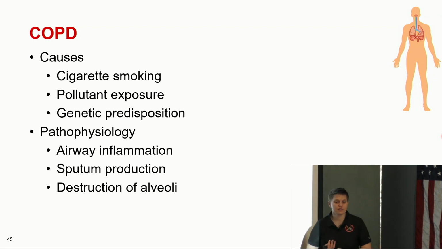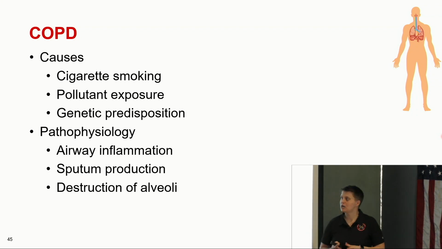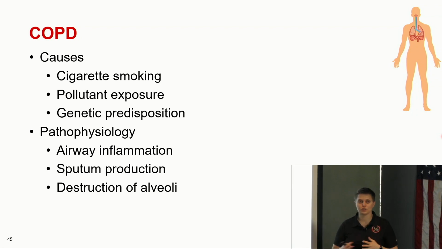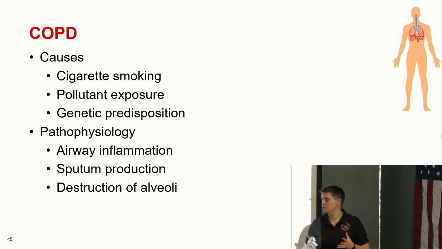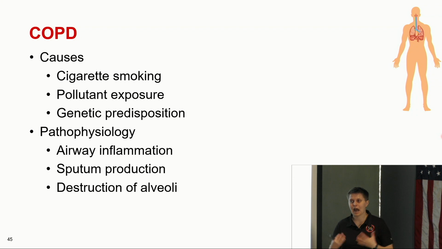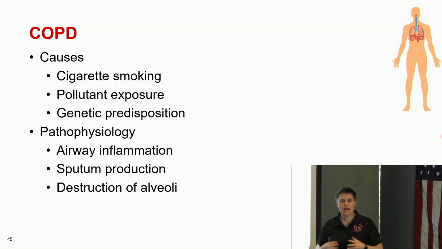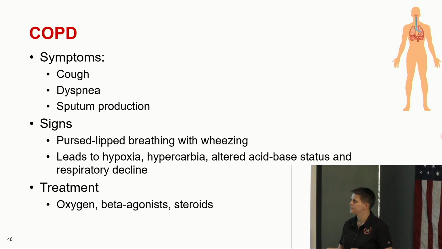COPD, the most common risk factors are cigarette smoking or pollutant exposure, but there is also a genetic predisposition. And the pathophysiology here is that we get airway inflammation, sputum production, and destruction of the alveoli. So air cannot get out as well. Patients can't ventilate or clear carbon dioxide as well, and they have swelling and narrowing of their airways. They present with cough, dyspnea, and sputum production. They may use pursed lips when they're breathing, and may have wheezing on exam.